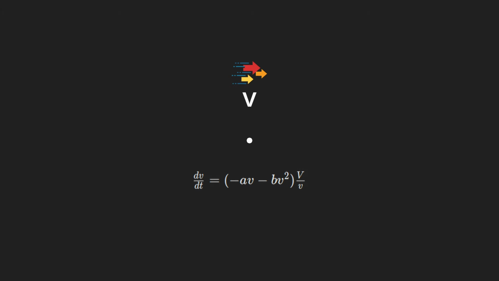So if we scalarize all the v in this equation, what we get is dv/dt = -av - bv². Now notice that here, although I say av and bv², this v is basically the magnitude of the vector v.